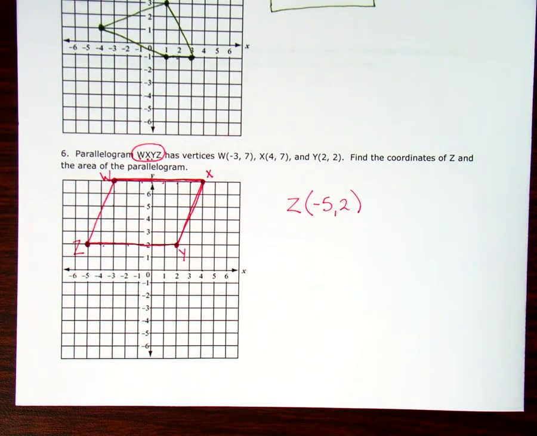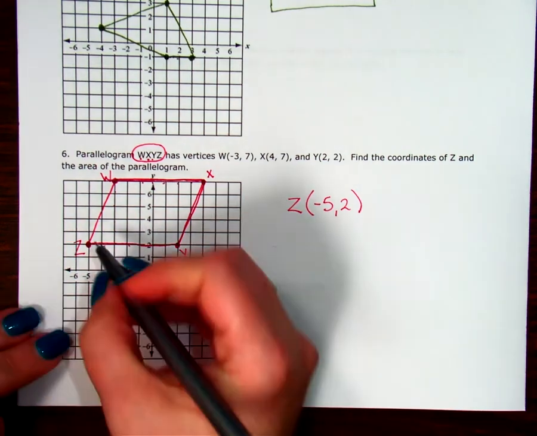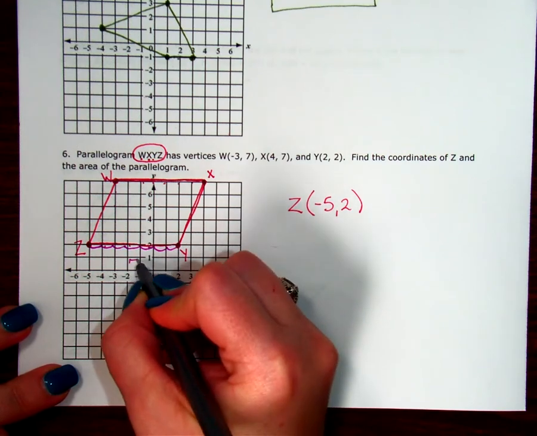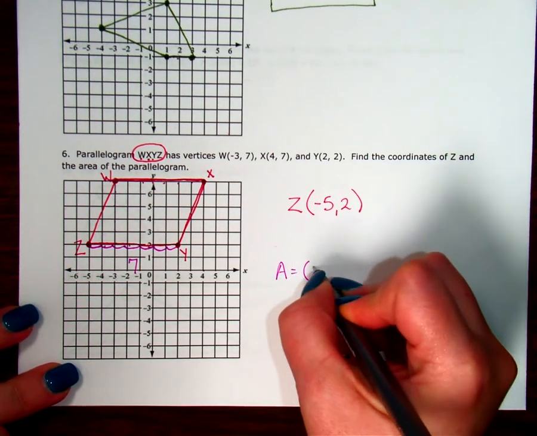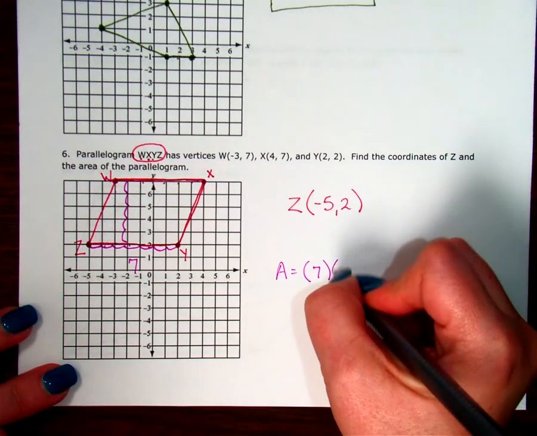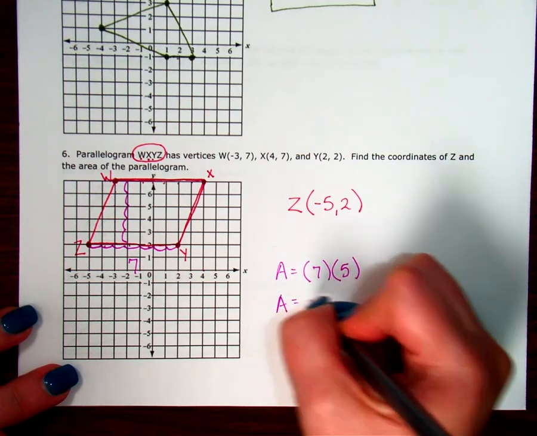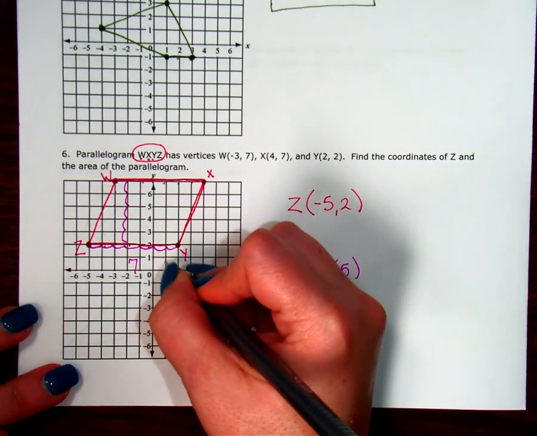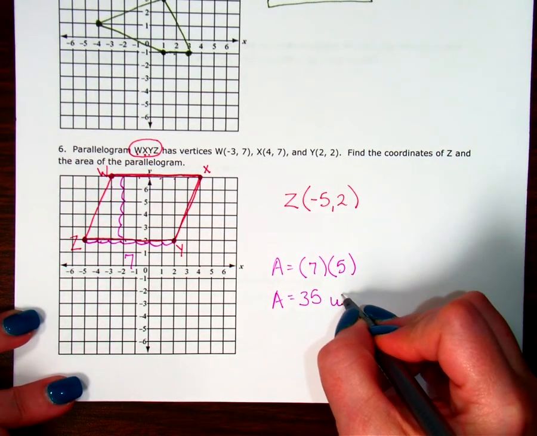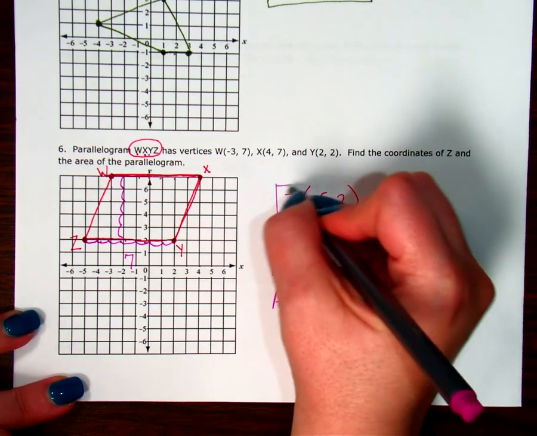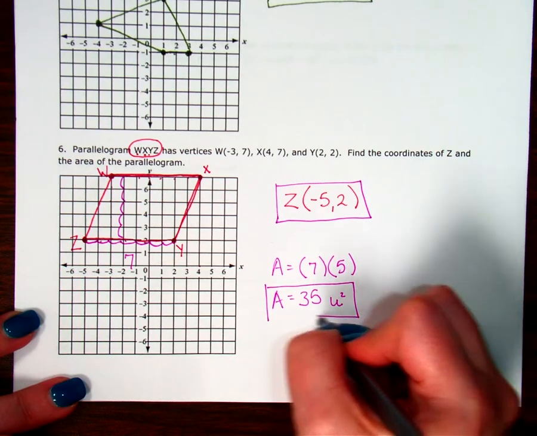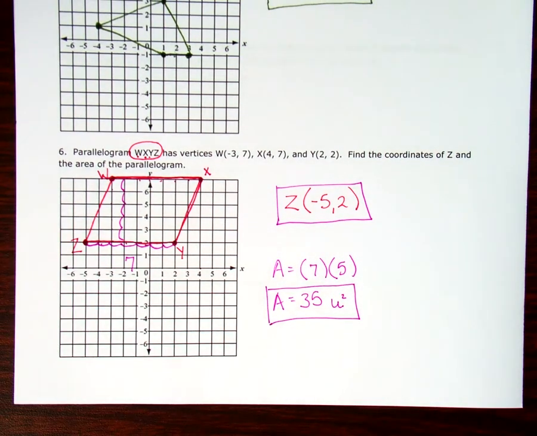It also says to find the area of this parallelogram, so that's going to be base times height. I already counted the base, but in case you forgot, it's 1, 2, 3, 4, 5, 6, 7. And my height is 1, 2, 3, 4, 5. 7 times 5, my area is 35. I don't know what the units are here. It's definitely smaller than a centimeter. But I don't put the square on the 35. Whatever my units are, that's what gets the square. So here's the coordinates for Z, and here is the area. Okay?